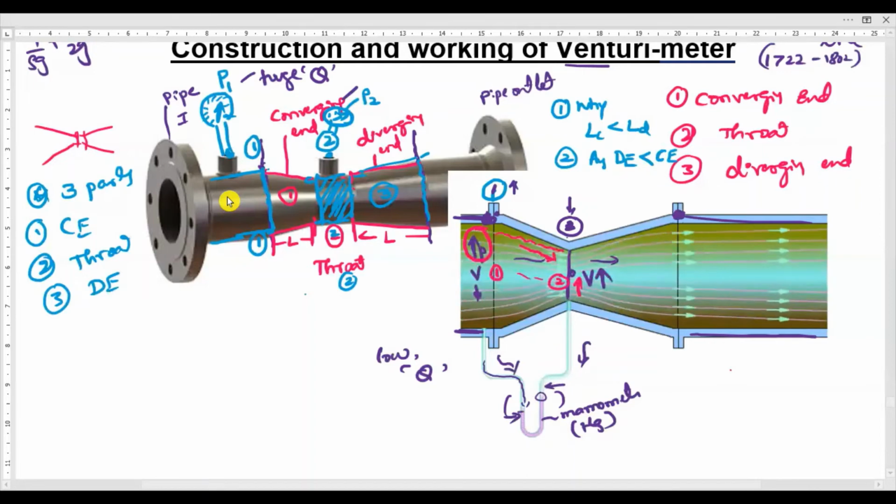So when the velocity is more at the throat, the pressure will be less. Assume the pressure is almost equal to 0, that is vacuum pressure, and the velocity is more. Now a question arises in your mind.